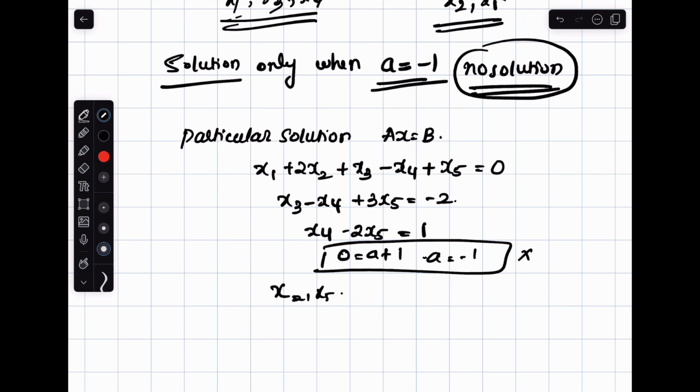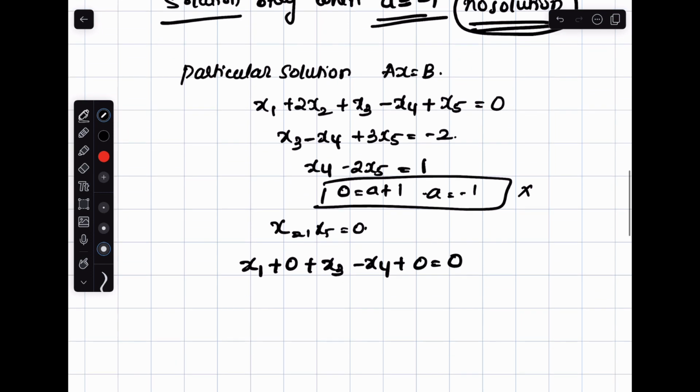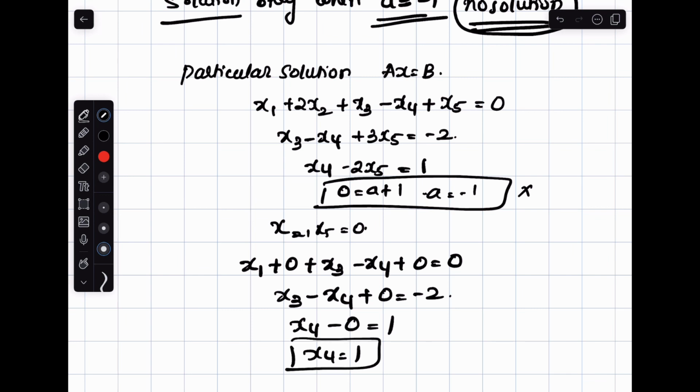Now let me take the free columns, that is x2 and x5 is equal to 0 for the particular solution. Always it is 0, right? So let me apply that 0 to the equation. I'm rewriting the equation after applying the 0. So x3 minus x4 plus 0 is equal to minus 2. Then x4 minus 0 is equal to 1. Therefore x4 is equal to 1, right? So we got x4 is equal to 1.